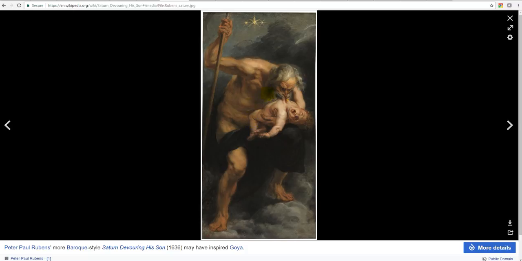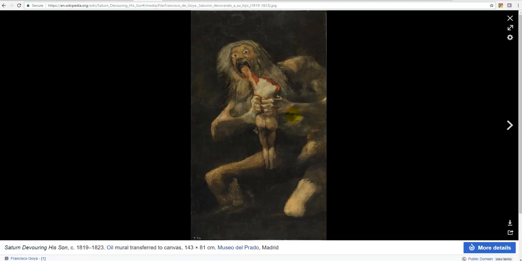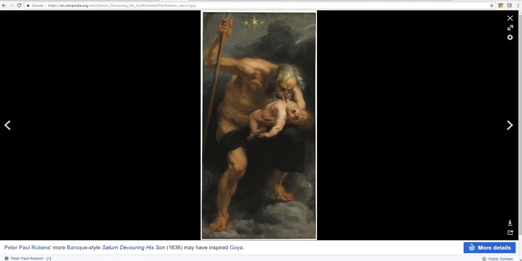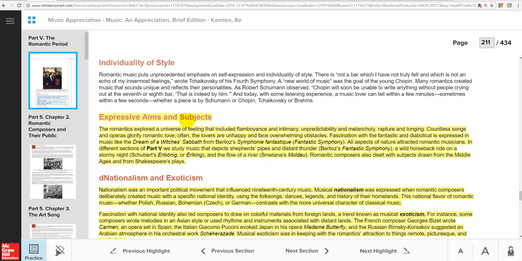This is pretty disturbing here too, but this is rather tame, and even Saturn has kind of an idealized body here. You definitely are supposed to be disturbed by this imagery here, but Goya's is even more terrifying and alarming, and is going for less of an idealistic approach. It's going more for the raw emotion and expression that you have there. So you do have expressive aims and subjects during this period.